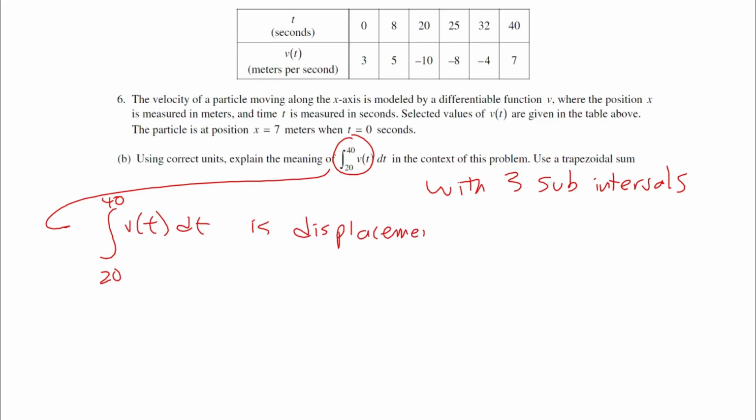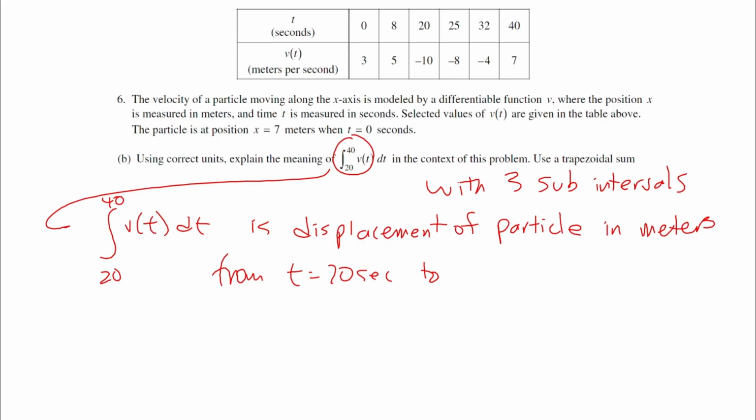of the particle in this case, in meters, from t equals 20 seconds to t equals 40 seconds. And then we're going to approximate it using this trapezoidal sum, right? And so for our trapezoidal sum here, we're going from 20 to 40 with 3 subintervals.